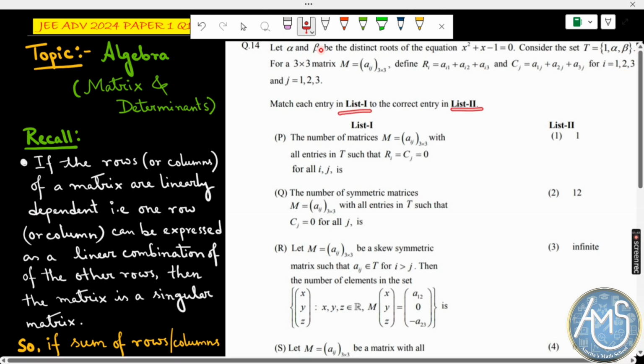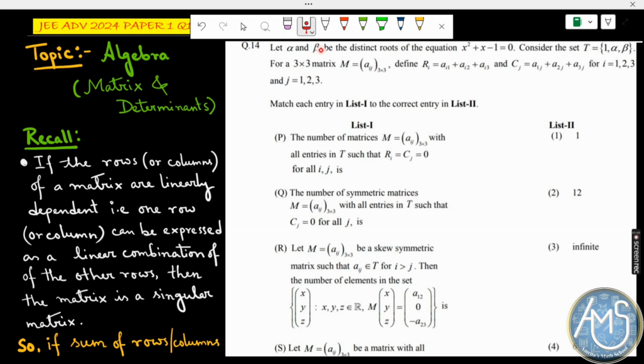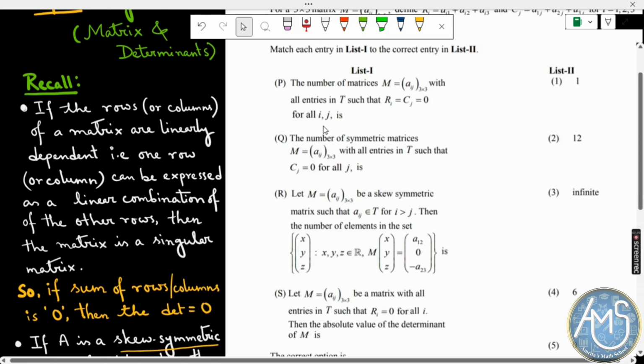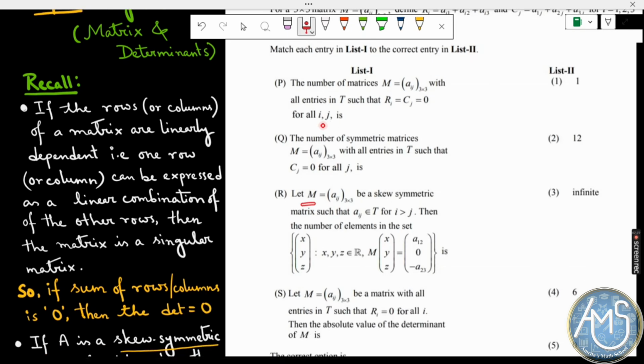In List 1, P is the number of matrices M = [Aij] with all entries in T such that Ri = Cj = 0 for all i, j. That means you have to find the number of matrices. Then in Q, the number of symmetric matrices M with all entries in T such that Cj = 0 for all j. Then the number of matrices.